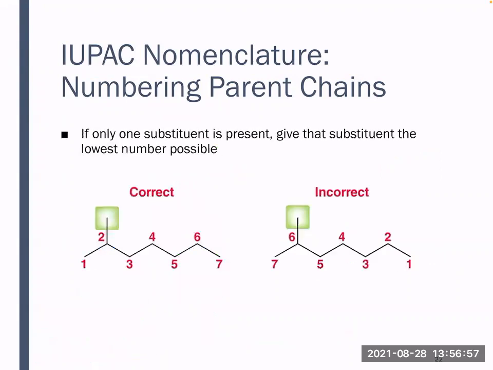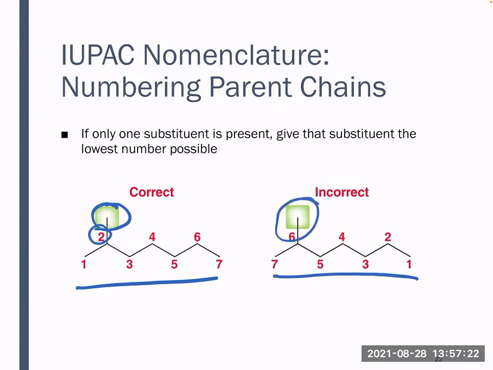So let's look at some rules here. Again, this is the rule I just covered. If there's only one substituent present, you're going to give that substituent the lowest number possible. So here you can see 2 different ways of numbering. Here, numbering left to right puts your substituent on carbon 2. Here, I'm numbering right to left, and that puts the substituent on carbon 6. So this would be the correct way to number the parent chain.